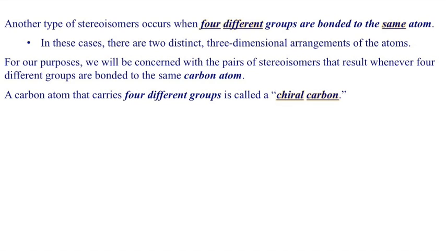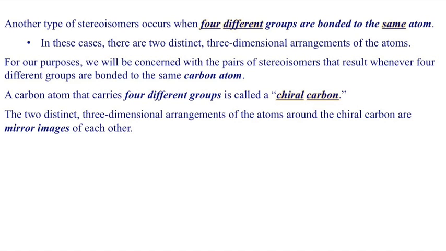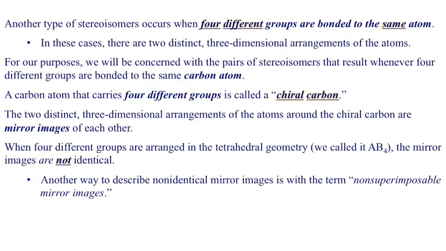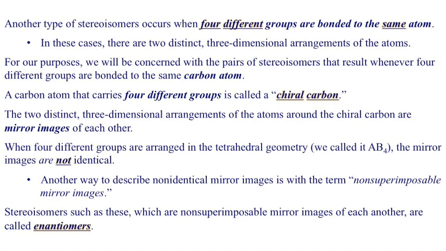Bear with me for a moment. I'll give you quite a bit of terminology in this slide, but there'll be plenty of visualizations to go along with it shortly afterwards. The 2 distinct, three-dimensional arrangements of the atoms around the chiral carbon are mirror images of each other. When 4 different groups are arranged in the tetrahedral geometry, we called it that in a previous chapter, the mirror images are not identical. Another way to describe non-identical mirror images is with the term non-superimposable mirror images. Stereoisomers such as these, which are non-superimposable mirror images of each other, are called enantiomers.